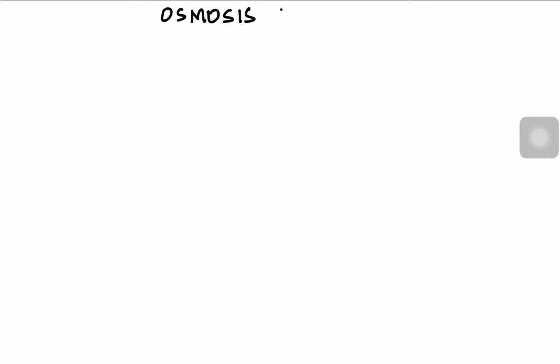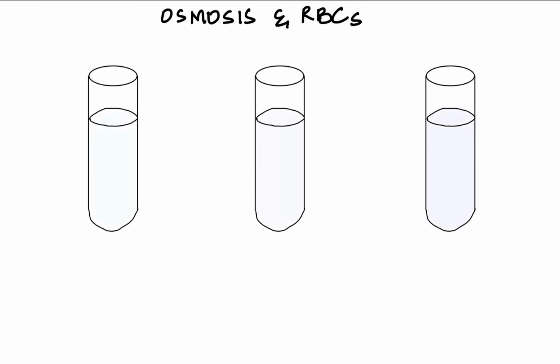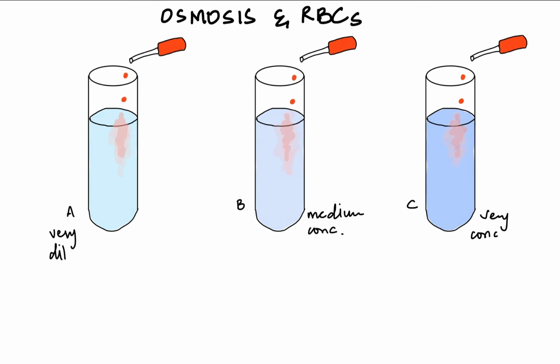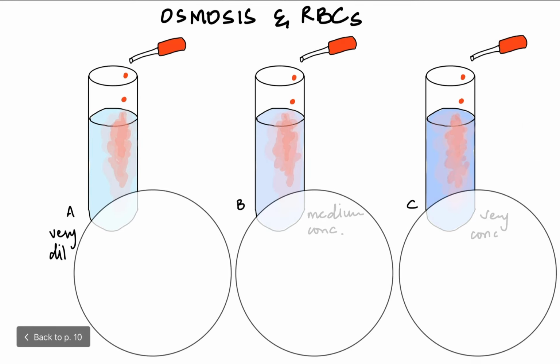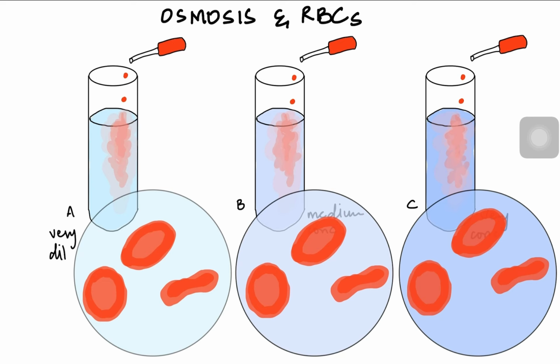So now we are talking about osmosis and red blood cells, which are animal cells. For that experiment, we are taking 3 test tubes with differently concentrated solutions. Test tube A has a very dilute solution, test tube C has highly concentrated solution, and test tube B has a medium concentration. We are adding samples of red blood cells here, and when we look at a cellular scale, we see the red blood cells with the background of differently concentrated solutions.